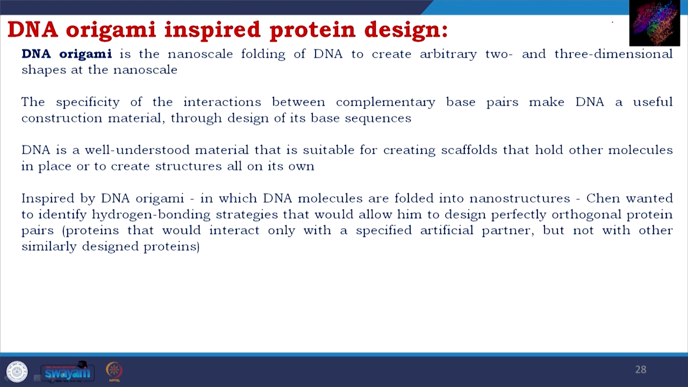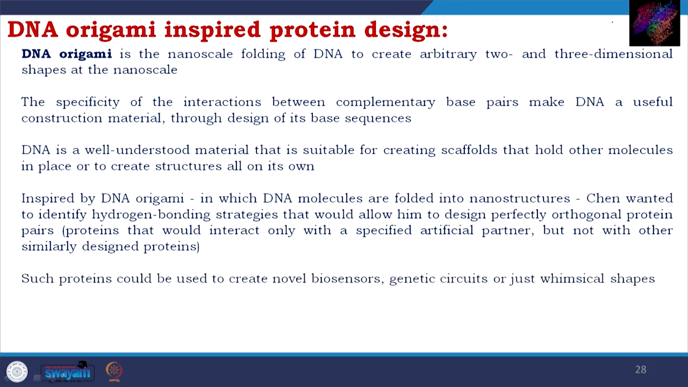Now, Jiwo was inspired by the DNA origami in which DNA molecules are folded into nanostructures. He wanted to identify hydrogen bonding strategies that would allow him to design perfectly orthogonal protein pairs, proteins that would interact only with a specified artificial partner but not with other similarly designed proteins. So, it would be very specific. He wants to design specific proteins. Such proteins could be used to create novel biosensors, genetic circuits, or just a unique shape.